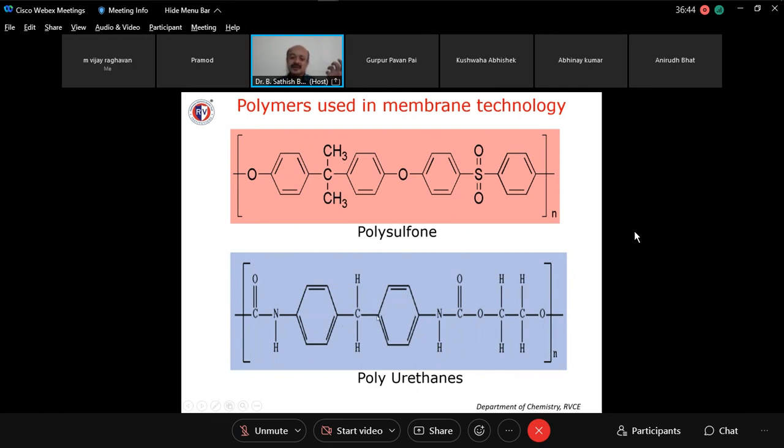Also, this methylene group is always rotating about the polymeric axis, so that can bring about a brushing action on the polymeric surface. This minimizes the clogging of the polymeric surface. That is why this polymer also can be used as a membrane in the manufacture of membranes. This is called polyurethane.